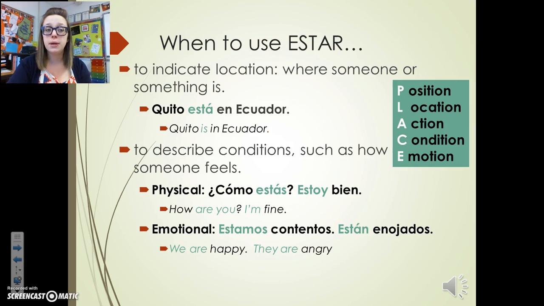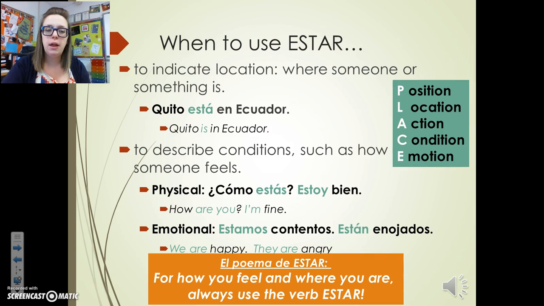Okay, there is also an acronym for estar. So the acronym for estar is place. Okay? To describe a position or a location, so the P is position, L is location. It also is used for action, so that A stands for action. The action in this case is the present progressive. So remember when we do the present progressive, we take the conjugated form of estar plus an ando or yendo. You will also use estar for condition or emotion. All right?